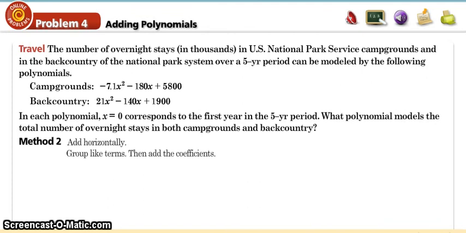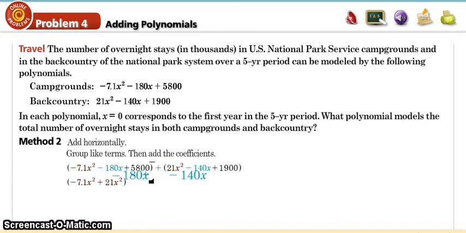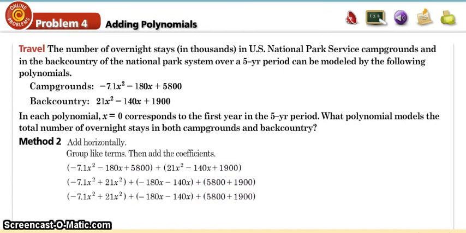Another way you can add these polynomials is to add horizontally. Group like terms, then add the coefficients. First add terms with x squared. Then add terms with x. Finally, add terms that are constants. Now, simplify the expression.